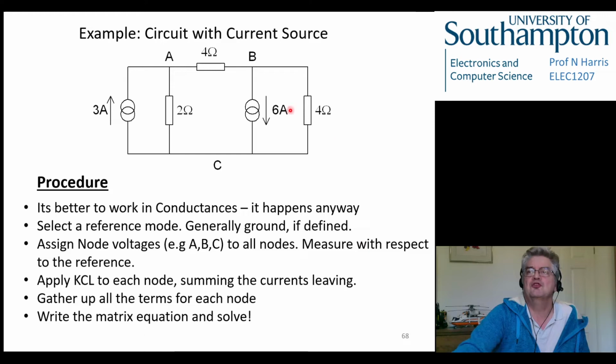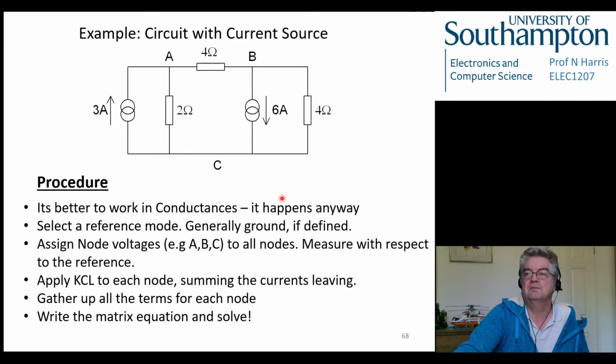So, example: a circuit with current sources. Here's a current source, and here's another current source, and then there are a few resistors in this circuit. No voltage sources, you'll note. Procedure: as it says, it's better to work in conductances. Remember, conductances are 1 over resistance. It's going to happen anyway in the maths.